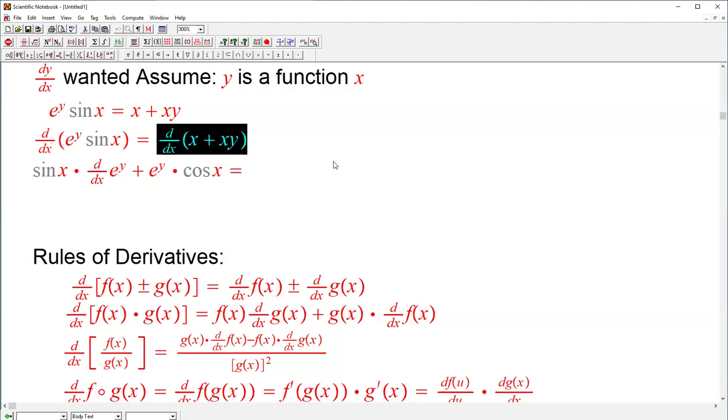But let's look at the right-hand side. On the right-hand side, we're going to differentiate x with respect to x. That's going to be 1. Plus, we're going to differentiate a product. And this product is x times y. So you can actually apply the product rule here if you wish. Let's see what we're getting. If we apply the product rule, we're going to get two terms.